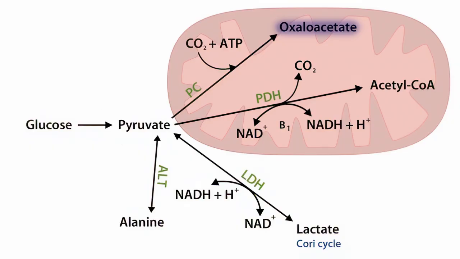Pyruvate can be converted to acetyl-CoA using the enzyme pyruvate dehydrogenase, and that's going to be fed into the TCA cycle. Pyruvate can be converted to lactate, which occurs in anaerobic respiration. So cells that lack mitochondria, such as red cells, or cells that aren't getting enough oxygen for aerobic respiration, are going to put glucose through the glycolysis pathway to make pyruvate plus a little ATP, and then they convert the pyruvate into lactate in order to get rid of it. And that's going to go into the Cori cycle, which we'll talk about shortly. And then finally, pyruvate can be converted to the amino acid alanine, and we'll talk about the alanine cycle shortly as well.